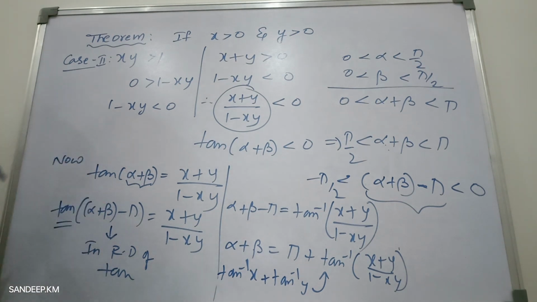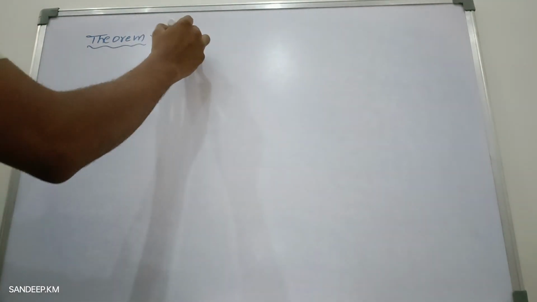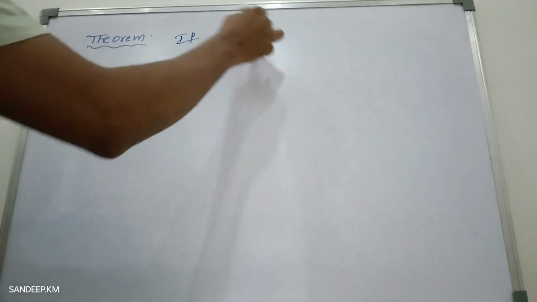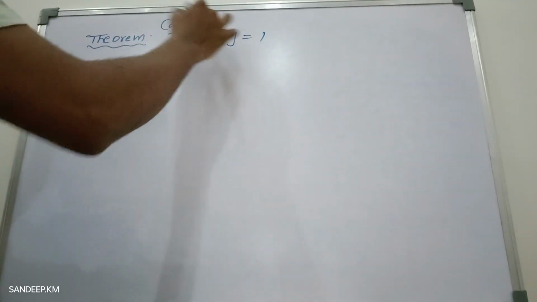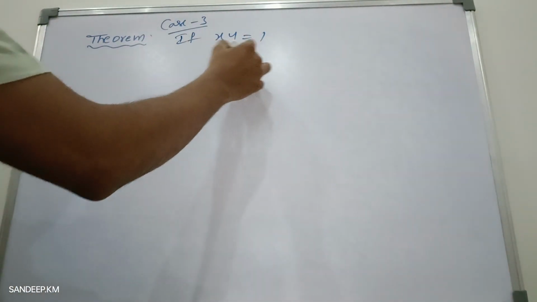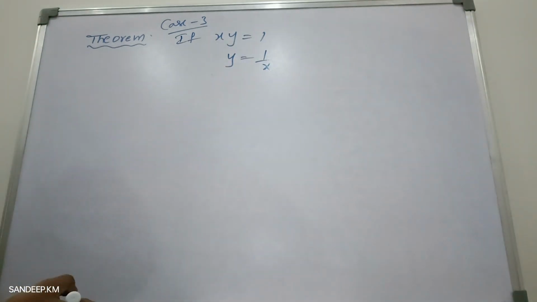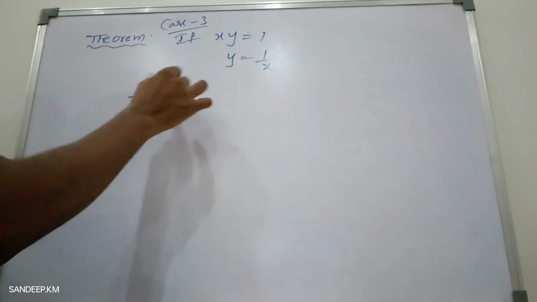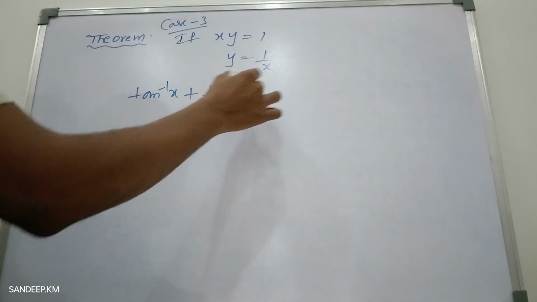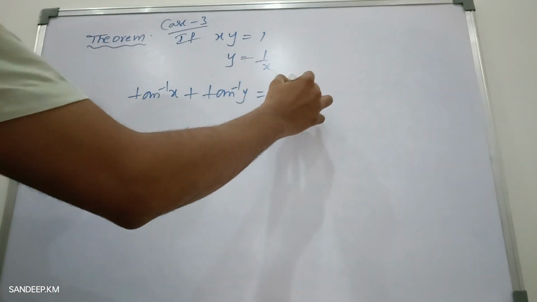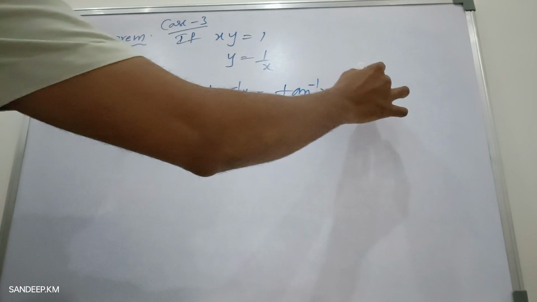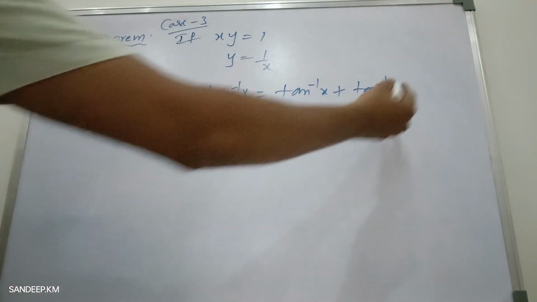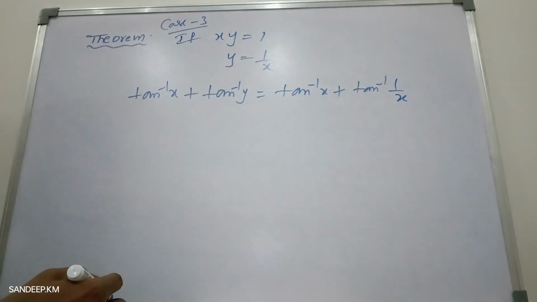And what is case 3? Case 3 is when x into y is equal to 1, right? So if x into y is equal to 1, we get y is equal to 1 by x. And we are supposed to find tan inverse x plus tan inverse y. That means tan inverse x plus tan inverse of, what is y here? Y means 1 by x.